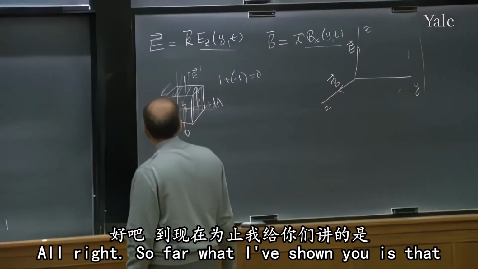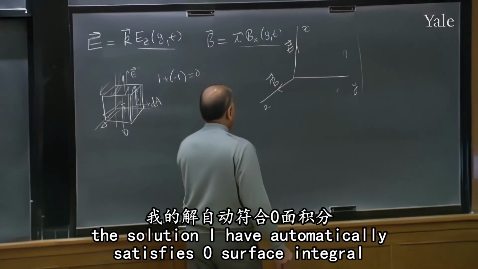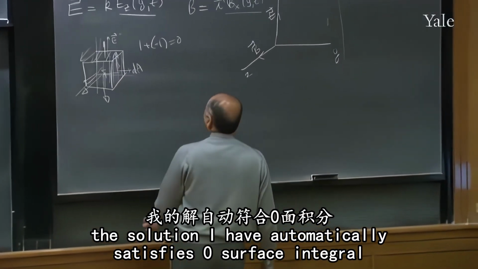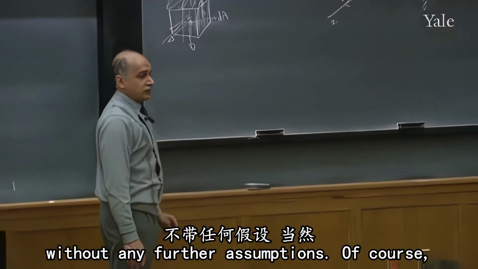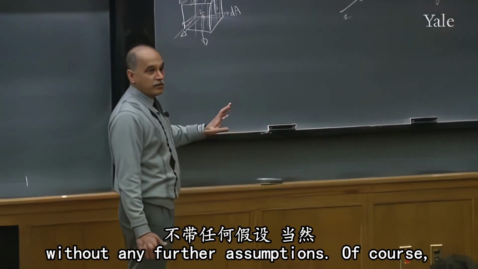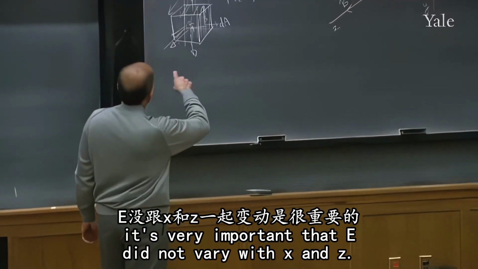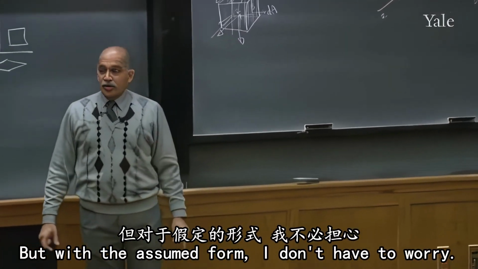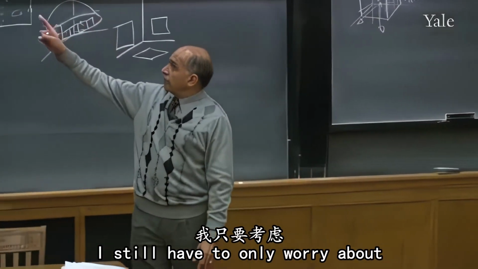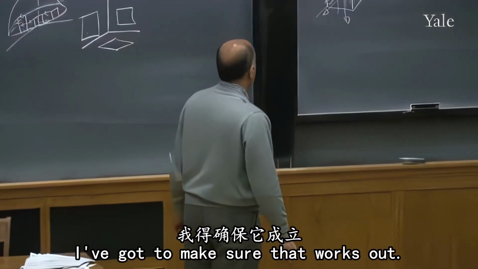All right. So far, what I've shown you is that the solution I have automatically satisfies 0 surface integral without any further assumptions. Of course, it's very important that E did not vary with X or Z. But with the assumed form, I don't have to worry. I still have to only worry about the other two Maxwell equations involving line integrals. Got to make sure that works out.